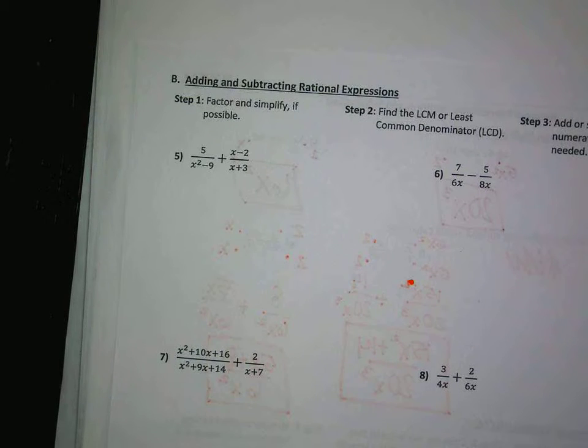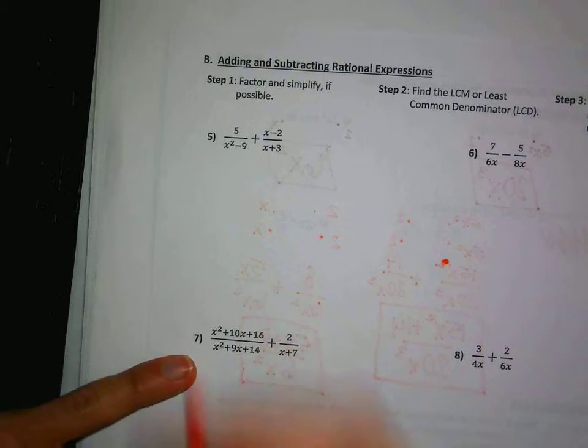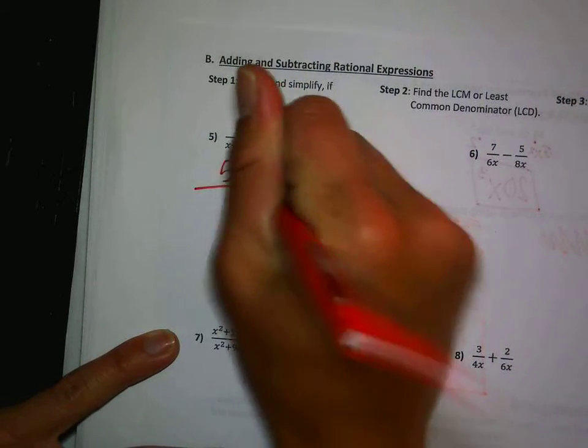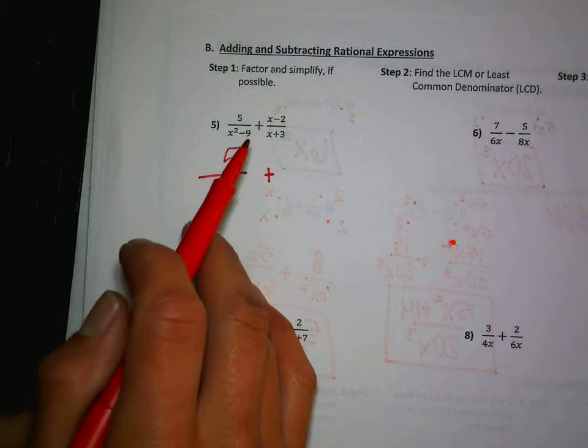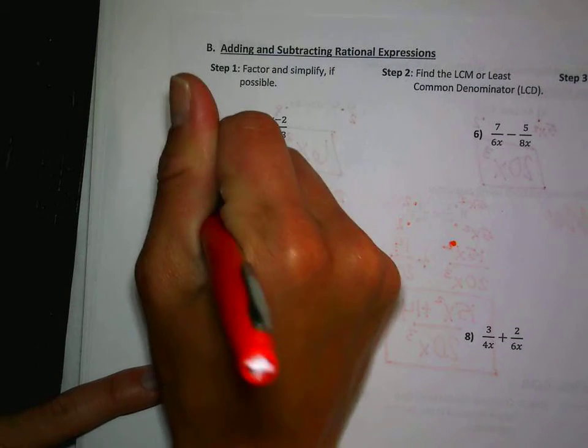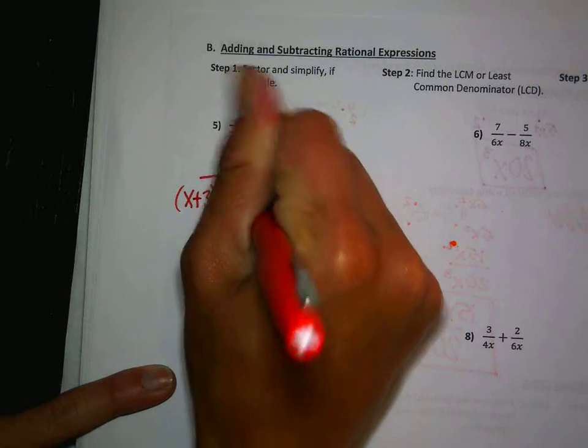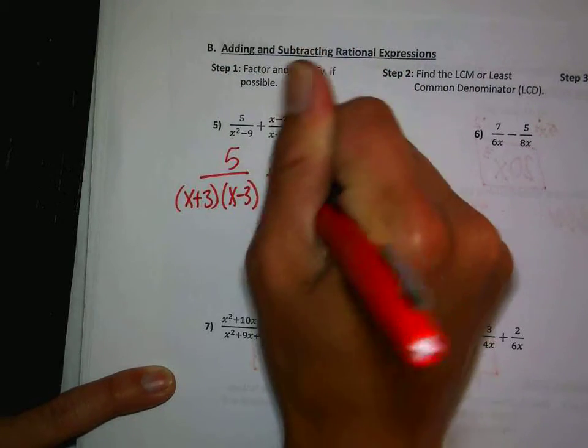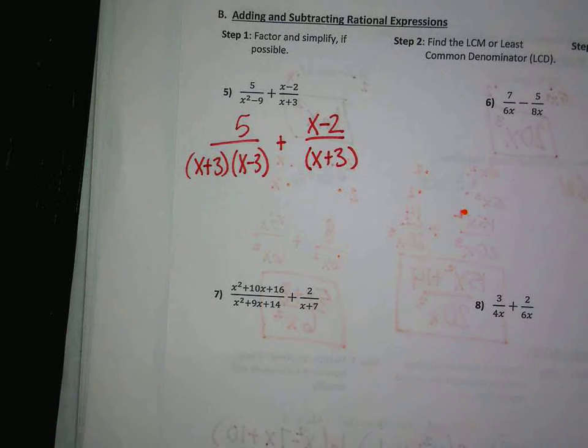All right, the back is kind of the main type of problems that you're going to see on a test. So everything that we've done so far is leading up to these problems. We are adding these two fractions. They have polynomials in them, and we still need to get a common denominator. First step is going to be to factor. So how do you factor x squared minus 9? Good. X plus 3, x minus 3, plus, and then I have x minus 2 over x plus 3.